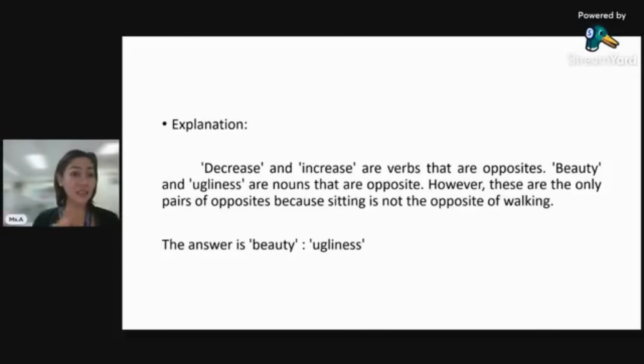Okay? So, yan. Decrease and increase are verbs that are opposites. Beauty and ugliness are nouns that are opposite. However, these are the only pairs of opposites because sitting is not the opposite of walking.